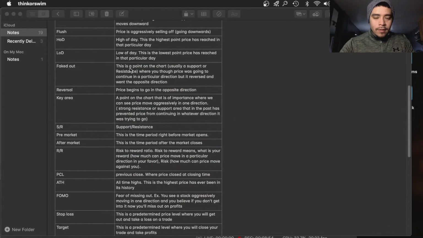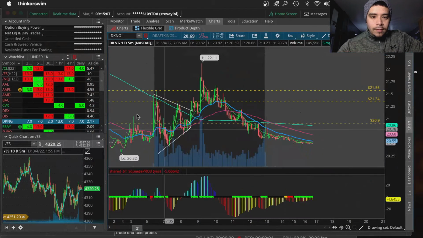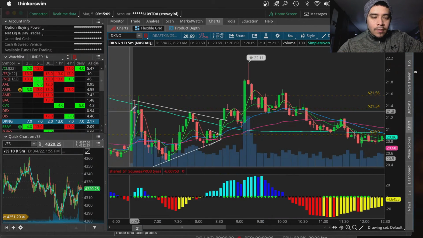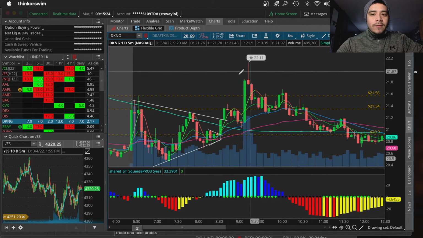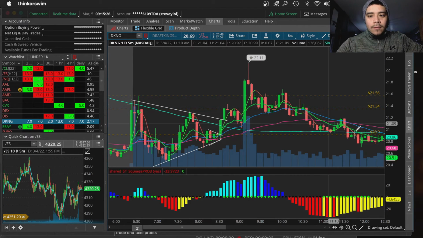Fake out: there's a point on the chart, usually a support or resistance, where you thought price was going to continue in a particular direction but reversed. So fake out, you could say this was a key resistance area and you thought price was going to go up. So let's say you entered here, but you see these wicks, it got rejected, so you got faked out. Same thing here. We thought price was going to keep going up and we got faked out and price reversed.